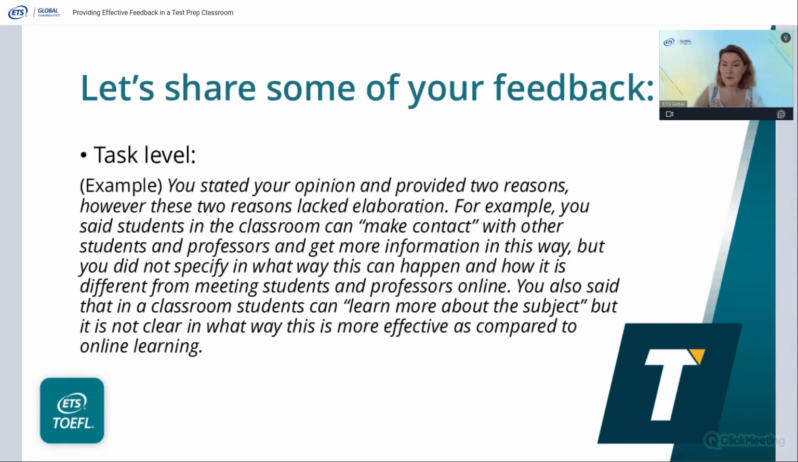Okay, so let me show you some examples. Again, this is not exhaustive for all the 5 success criteria, but some examples. On the task level, we could say something like this: You stated your opinion and provided 2 reasons. However, these 2 reasons lacked elaboration. For example, you said students in the classroom can make contact with other students and professors and get more information in this way. But you did not specify in what way this can happen and how it is different from meeting students and professors online. You also said that in the classroom, students can learn more about the subject, but it is not clear in what way this is more effective as compared to online learning.